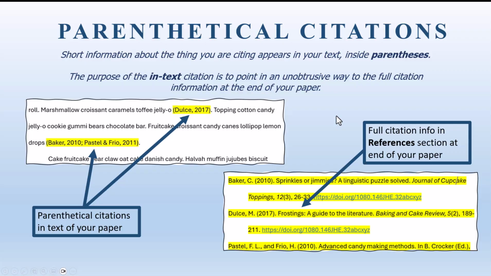All right. Parenthetical citations. APA uses parenthetical citations that appear in text, so you may also hear them called in-text citations. The parenthetical citations put short information about the thing you are citing within the text of your paper, and they are inside parentheses. The purpose of an in-text citation is to point your reader in as unobtrusive a way as possible to the full citation information that appears at the end of your paper.